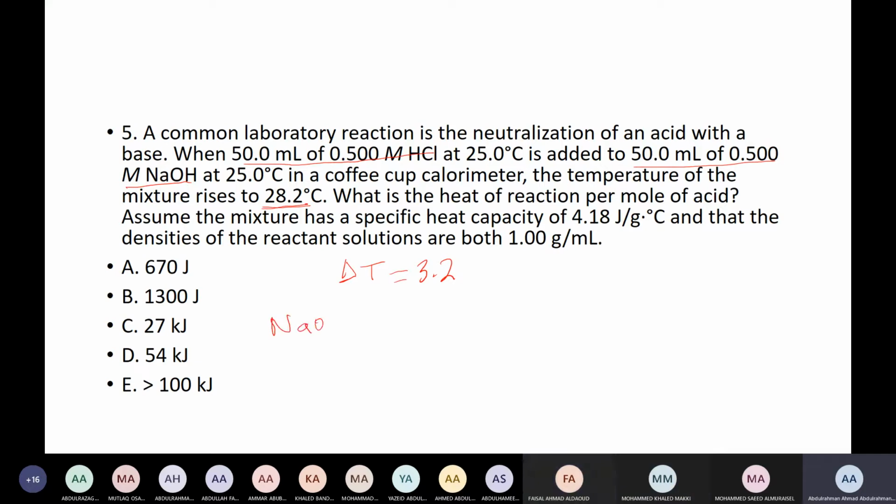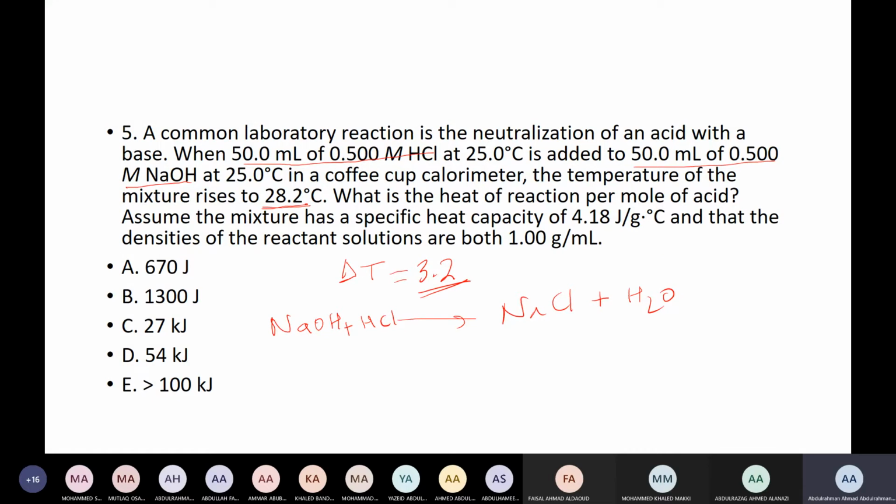NaOH plus HCl gives you what? NaCl plus H2O. Is this exothermic or endothermic? Endothermic. No, it's exothermic. Why? Because the temperature of the water rose. This is the temperature of the water.